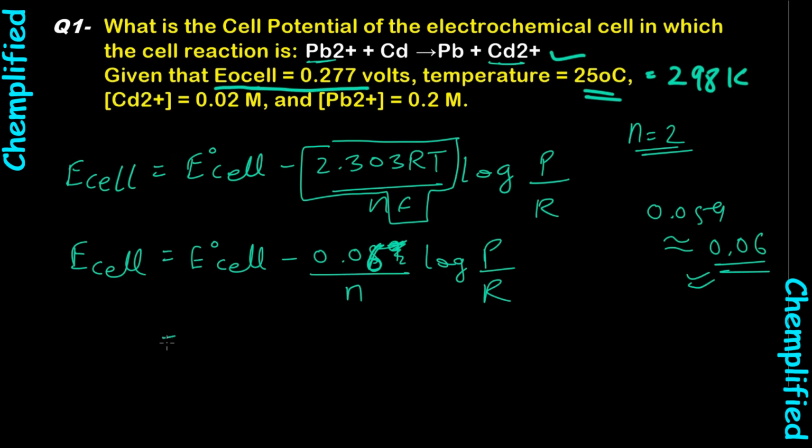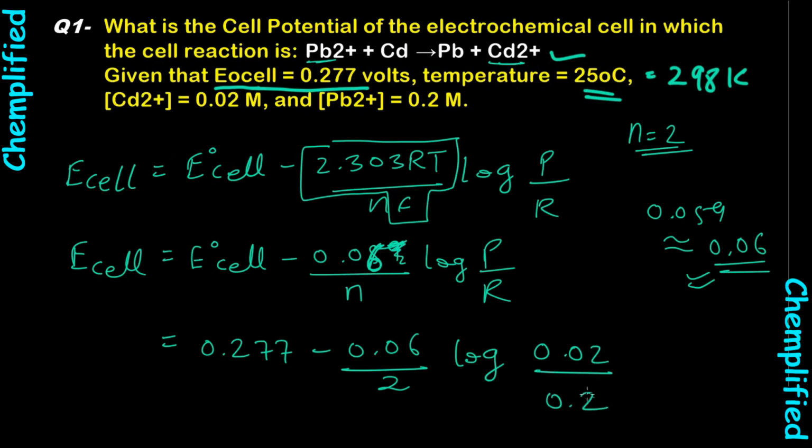Now substitute the values. E naught cell value is given, that is 0.277 minus 0.06 upon n is equal to 2 log product value. Cadmium is in product, so you can write down 0.02 upon 0.2, right?